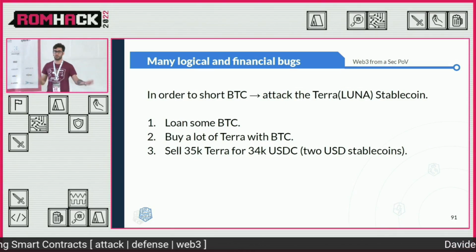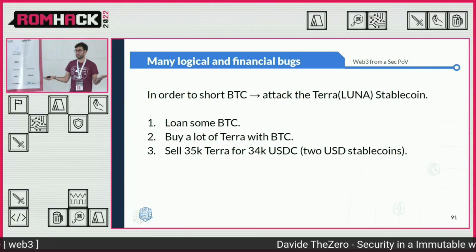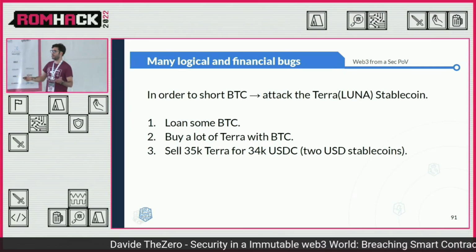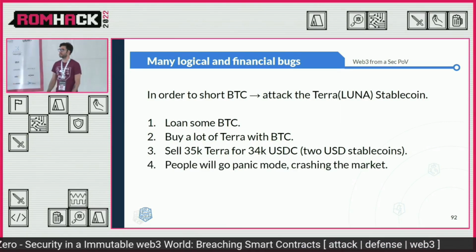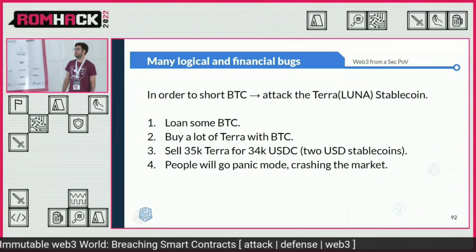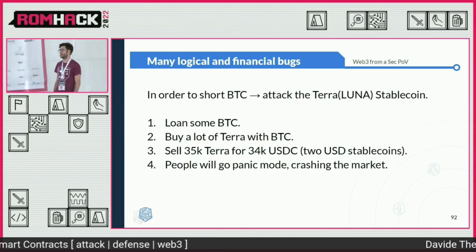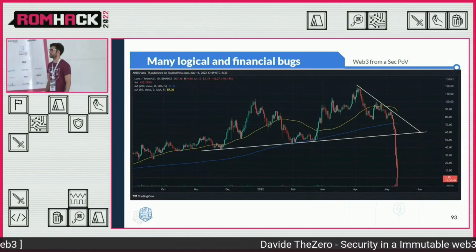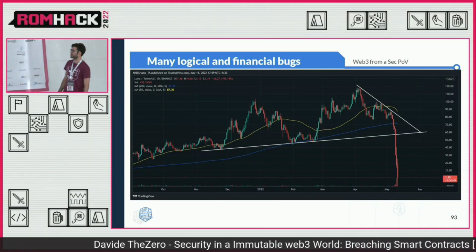But if you sell different amounts of them, obviously one of them needs to have a smaller value than the other. And so the value of Terra started to go down, and people went literally into panic mode and started selling all their Terra coin, crashing the market. And this is what happened, and that's a really bad slope in economics.